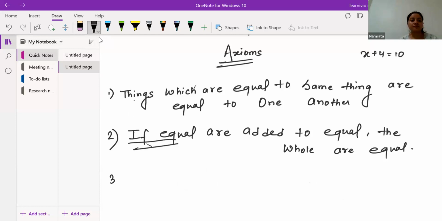Similarly, the third axiom says, if equals are subtracted from equals, the remainders are equal. Here it has written the remainders are equal, that means the results are equal.